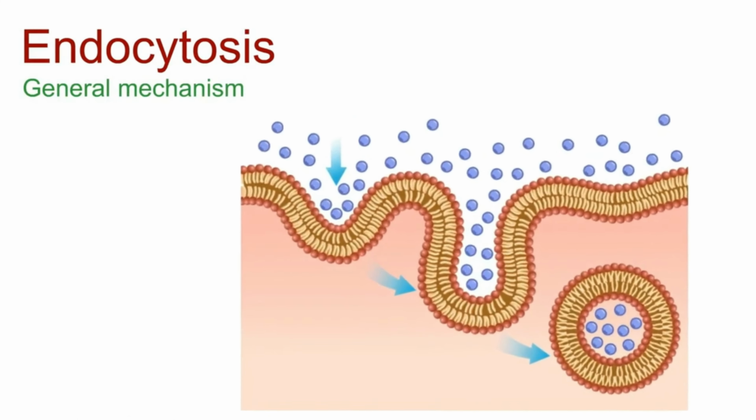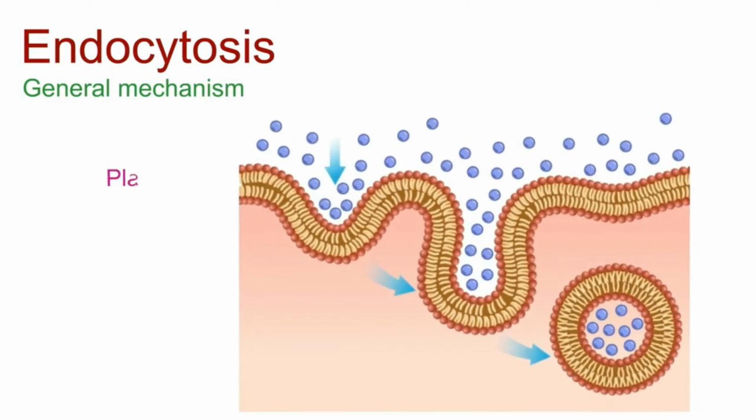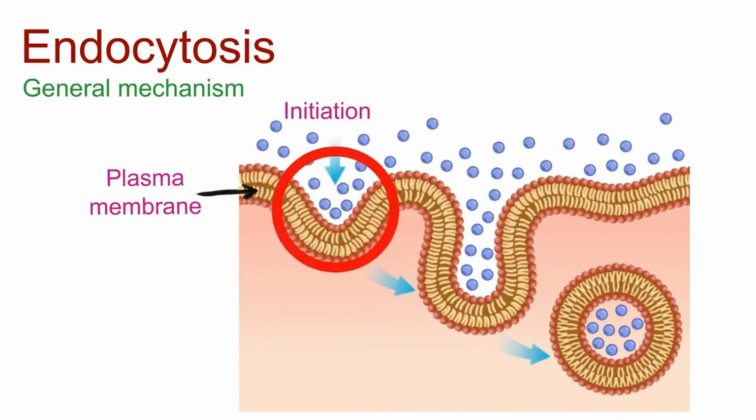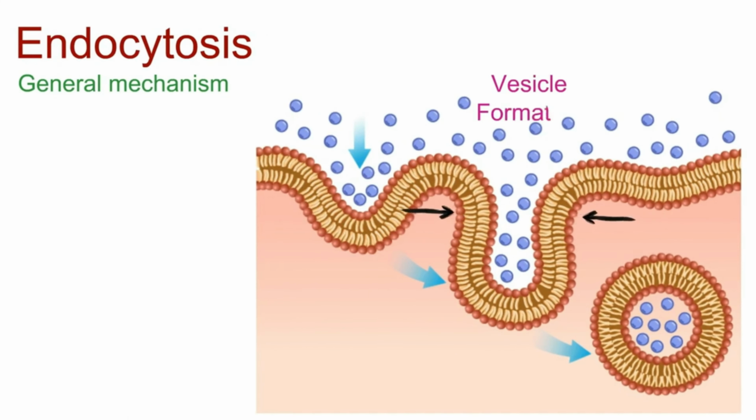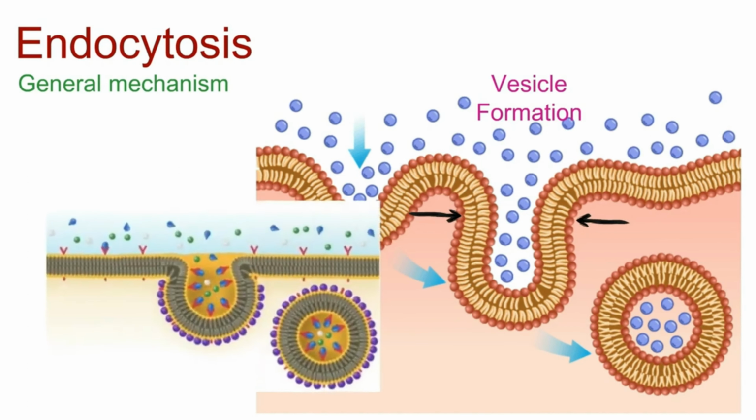The general process of endocytosis involves the following steps. The plasma membrane invaginates, forming a pocket around the target material. The pocket pinches off from the plasma membrane, forming a vesicle. The vesicle is often coated with proteins like clathrin in the case of clathrin-mediated endocytosis.